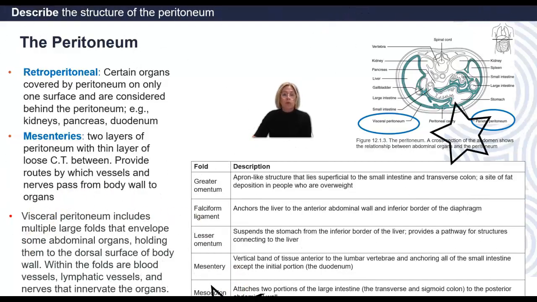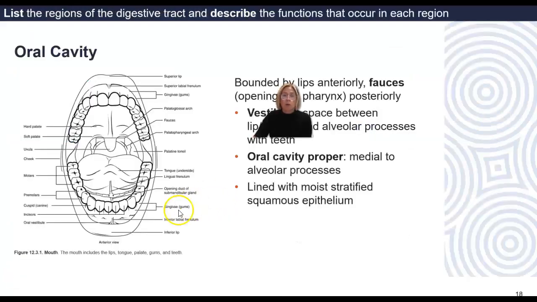So that's just a little overview of the digestive system. I'm going to stop here, and when I come back, we're going to start talking about the oral cavity.